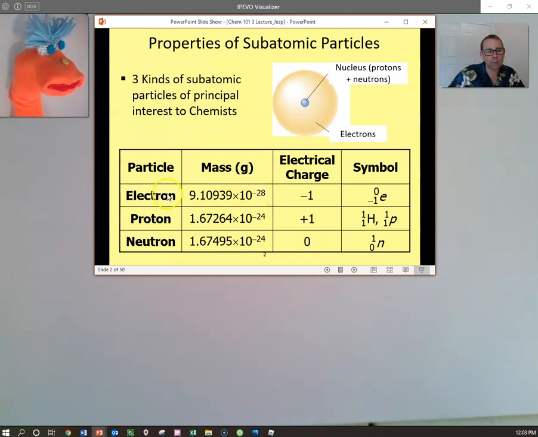Now, we most likely know that electrons have a negative charge, protons have a positive charge, and neutrons are not charged, right? But we might not know the relationship between the masses of the protons and the electron, and this is what I want us to pay attention to here. You see protons, 1.67 times 10 to the negative 24th grams, compared to electrons, 9.1 times 10 to the minus 28, right? Electrons are about 1,000 times smaller than protons. So that's something important to keep in mind, okay?